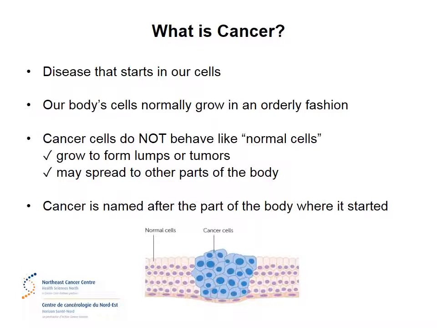Firstly, we will review what cancer is. Cancer is a disease that starts in the cells of our body. Normally, our body's cells grow in an orderly fashion. However, cancer cells do not behave like normal cells, but rather grow to form lumps or tumors, which can spread to other parts of the body. Cancer is named after the part of the body where it started, for example, breast or prostate.